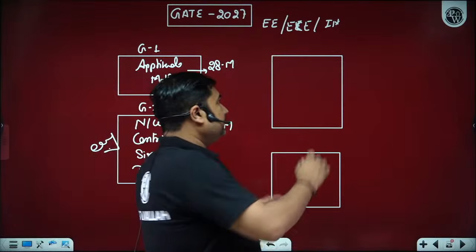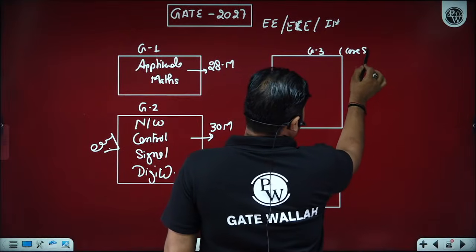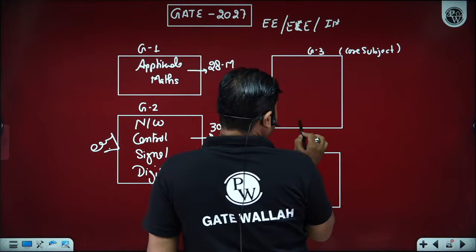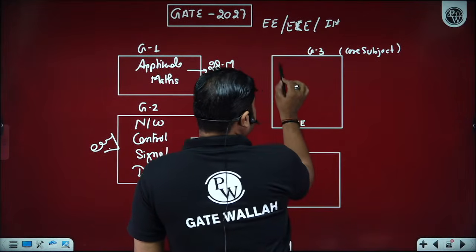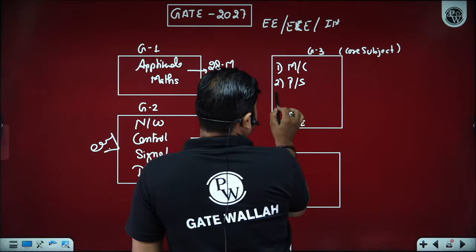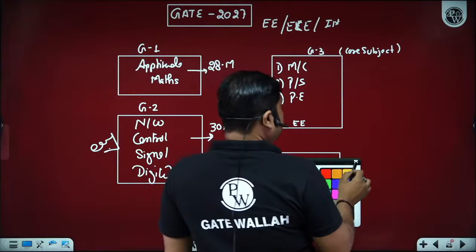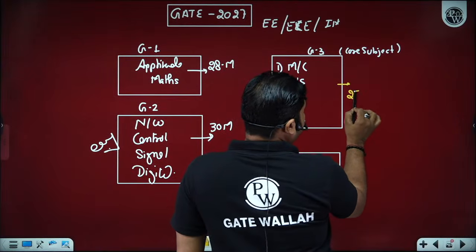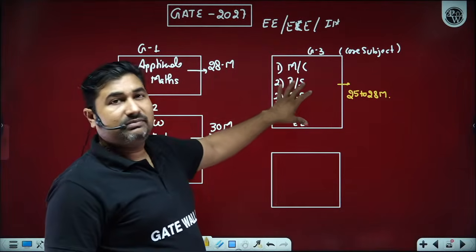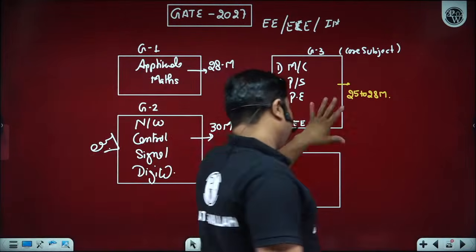Now come to group 3. Group 3 is a core subject group. If you are from EE, this bracket is for EE. It contains machines, power systems, power electronics, and measurement. These will have almost 25 to 28 marks of weightage, and they will take the time taken by these 4 subjects. The hours required will be equivalent.